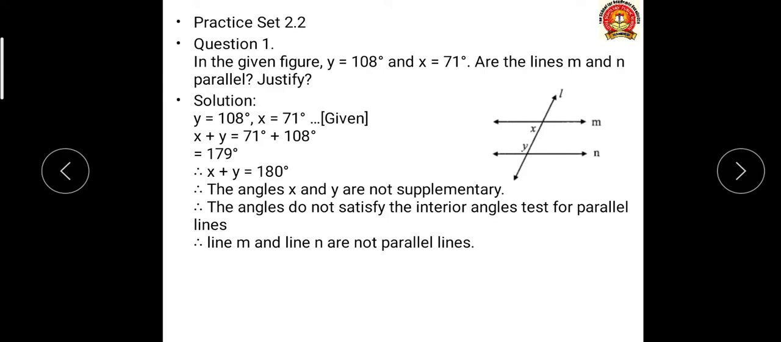If you observe the diagram, X and Y are the interior angles formed on one side of a transversal. So according to the theorem, if X plus Y is equal to 180, meaning the interior angles formed by the transversal are supplementary, then the lines are parallel to each other. But what is given here? See here, Y is 108, X is 71. After adding, you will get 179. So X plus Y is not equal to 180. It means they are not supplementary, and therefore these lines are not parallel to each other.